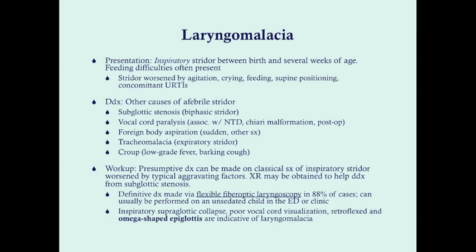Foreign body aspiration. This is going to be a little bit easier to differentiate because this will be a child that didn't have any symptoms, suddenly, boom, stridor. And so this will be a sudden onset. Tracheomalacia tends to be more of an expiratory stridor or a wheeze. And then croup, again, this would be something that's more acquired, low-grade fever, barking cough.